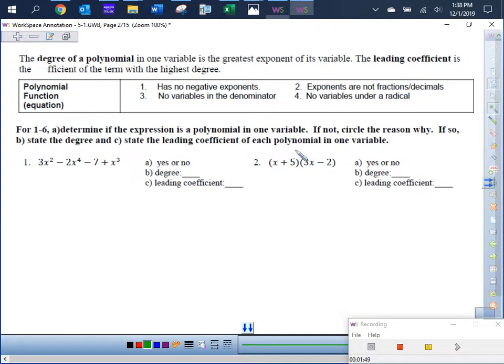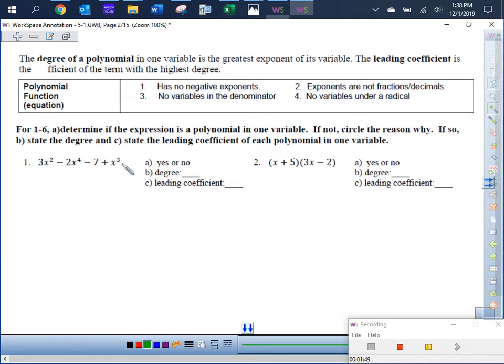So let's just dive in. They have to be using one variable first of all, right? And there are 4 basic rules. If it's got x's and y's and stuff like that, that's a definite no. But if they're all the same variable, there are 4 rules. It can have no negative exponents. It can't have any exponents that are fractions or decimals. It can't have any variables in the denominator, and it can't have any variables underneath the radical.